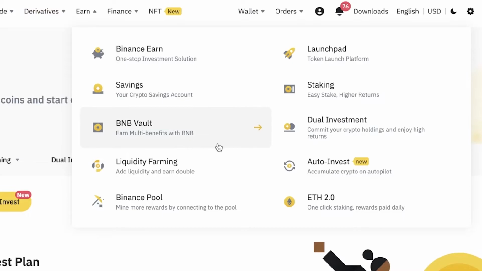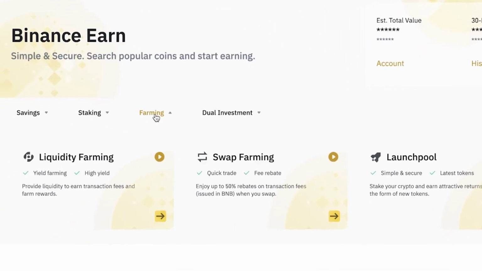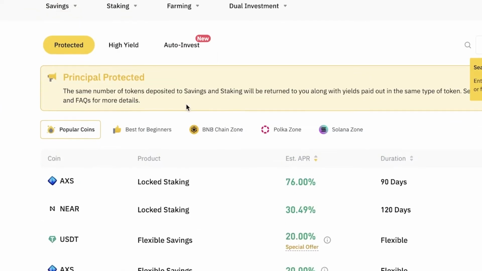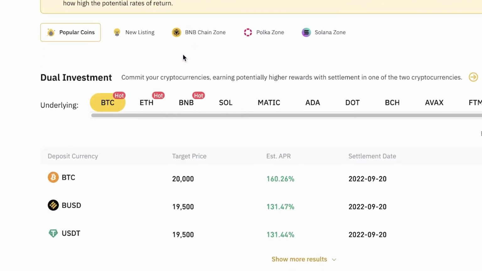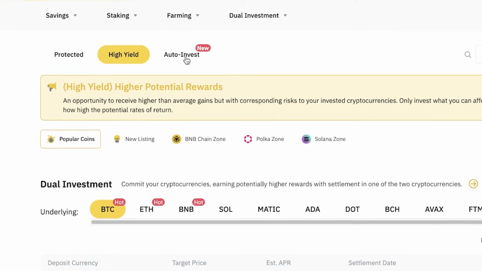Now, I would usually recommend go for auto investment or go for yield farming. So just go into earnings and just simply go into Binance Earn, go into farming, and once you go into farming, simply go into high yield or auto invest because you're going to be able to make a safe investment.